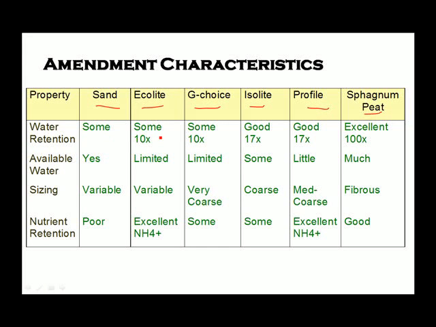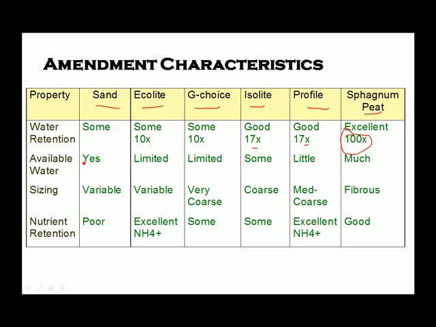Water retention. I was wondering why that's not whether it sticks around. So they're saying that Profile adds some water retention. So adding CEC and adding water retention. So Sphagnum peat would be the best, clogs those pores the most, but Eusolite and Profile add a little bit more than Ecolite and Green's Choice. Does it make more available water? A little bit, some, a little, and a lot.